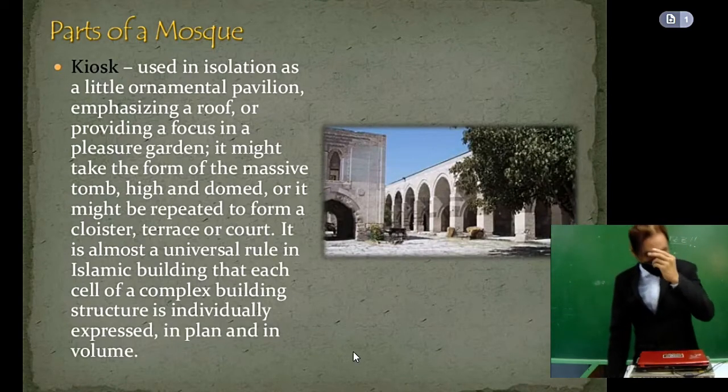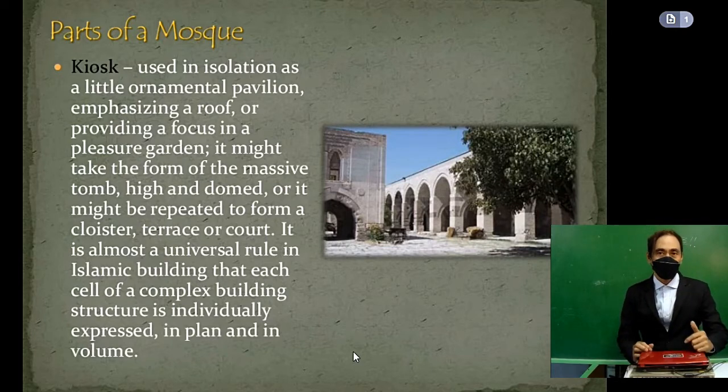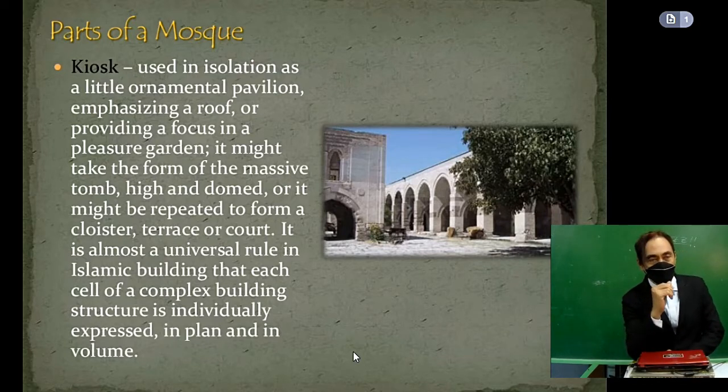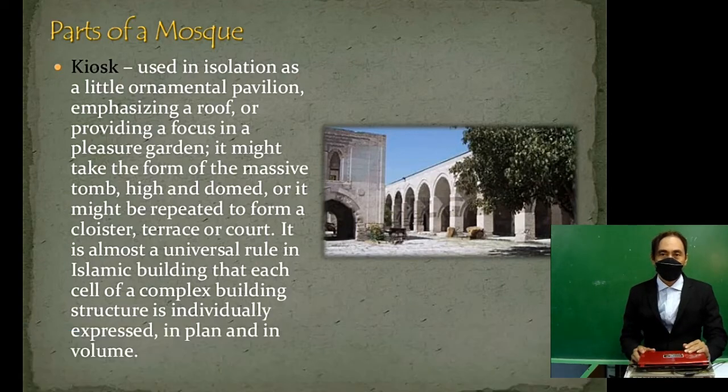Another part of the mosque is the kiosk, used in isolation as a little ornamental pavilion, emphasizing a roof or providing a focus in a pleasure garden. It might take the form of a massive tomb, high and domed, or it might be repeated to form a cloister, terrace, or court. It is almost a universal rule in Islamic building that each cell of a complex building structure is individually expressed in plan and in volume.